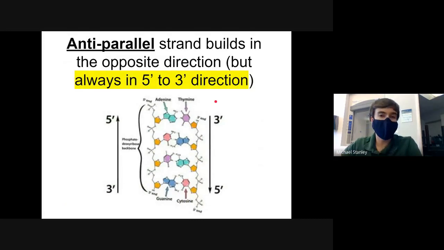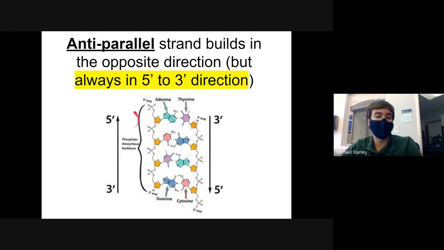One of the tricky things about DNA is that it can only build bases in one direction. It's called the 5' to 3' direction. You don't need to remember exactly what 5' and 3' mean. They're essentially opposite ends of the DNA.